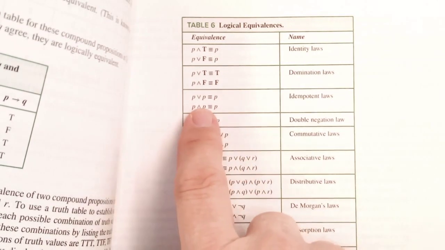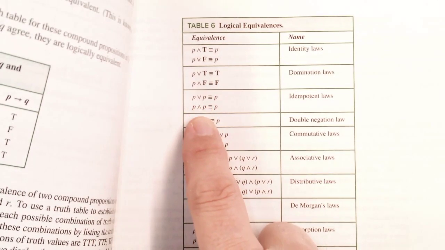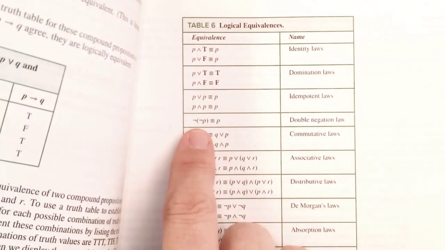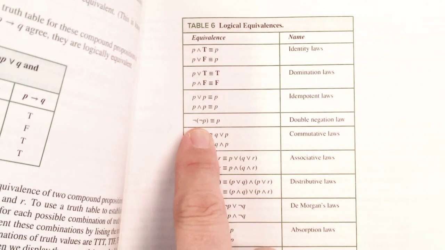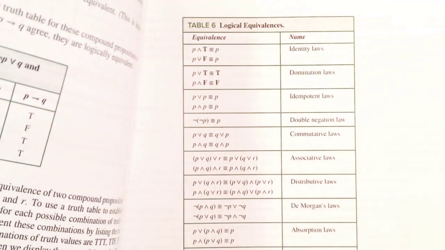If you OR something with itself, then it just has to be true once. If you AND something with itself, it's the same as itself. Double negatives: it works in English, it works in logic. Commutative rules: whether you AND or OR, you can switch the order. Not true with the if-then. We saw that with our converse and our inverse behaviors.